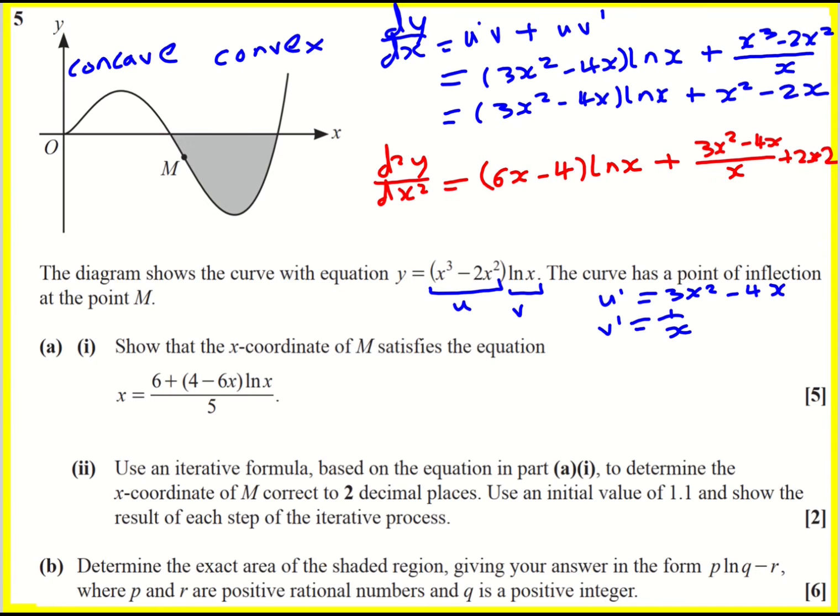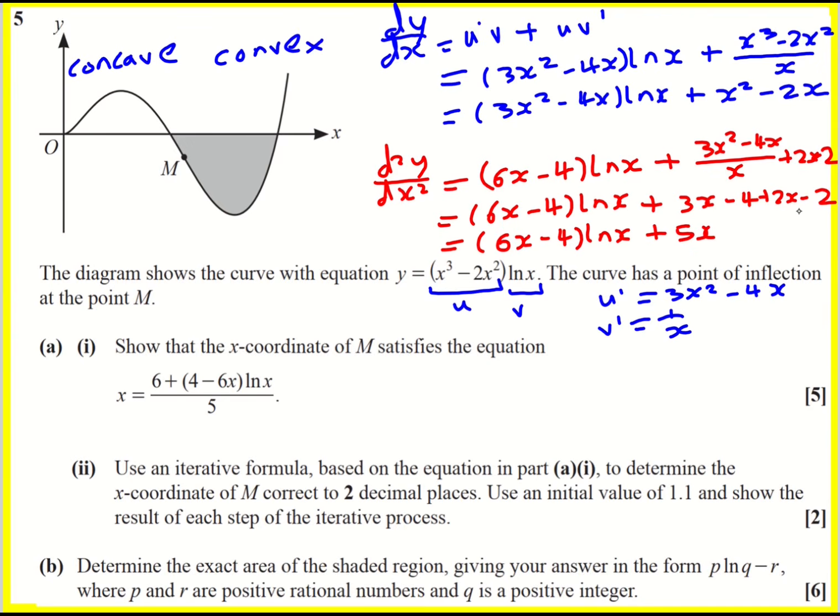And let's just tidy this up. We're going to get 6x minus 4 ln x plus 3x minus 4 plus 2x minus 2. So 6x minus 4 ln x plus 5x minus 6. Okay, now we can investigate the point of inflection bit.